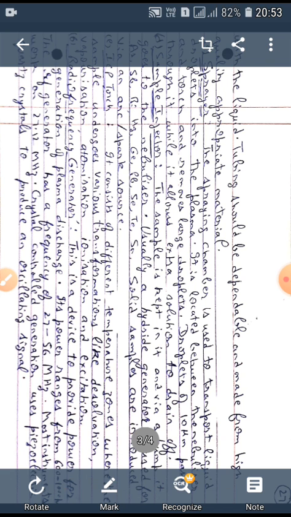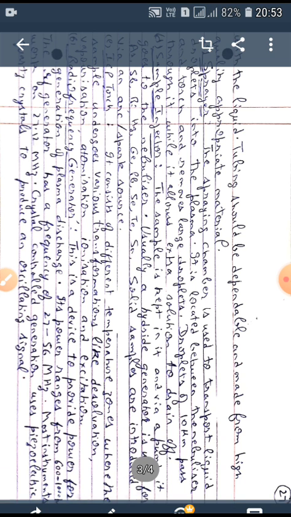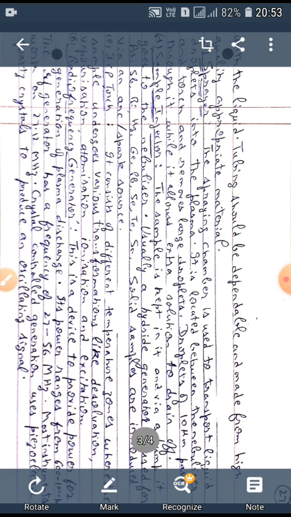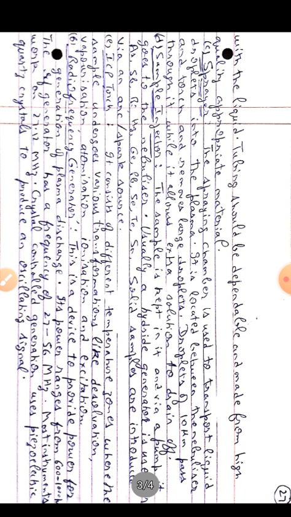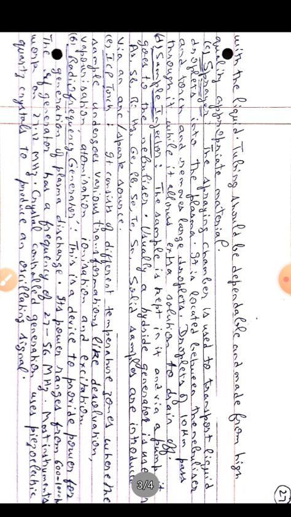Next is the ICP torch. It consists of different temperature zones where the sample undergoes various transformations like desolvation, vaporization, atomization, ionization, and excitation. Next part is the radio frequency generator. This is a device to provide power for generation of plasma discharge. Its power ranges from 600 to 1000 watts. The RF generator has a frequency of 27 to 56 megahertz. Most instruments work on 27.12 megahertz. Crystal controlled generation uses piezoelectric quartz crystals to produce an oscillating signal.